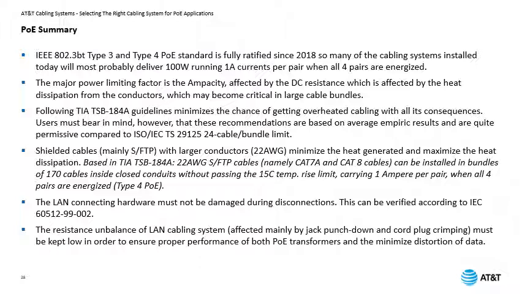The LAN connecting hardware must not be damaged during disconnections. This can be verified according to IEC 60512-99-002. The resistance imbalance of the LAN cabling system, which is affected mainly by jack punch down and cord plug crimping, must be kept low in order to ensure proper performance of PoE transformers and minimize distortion of data.